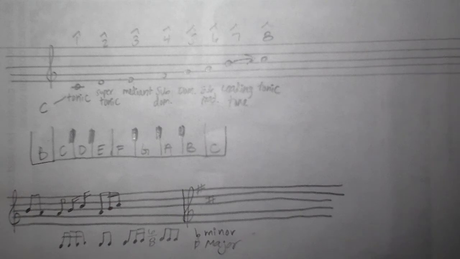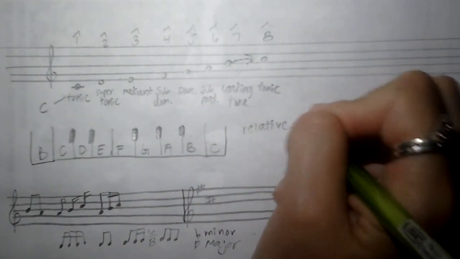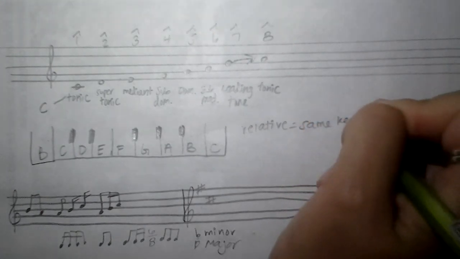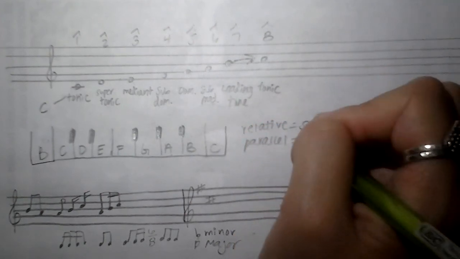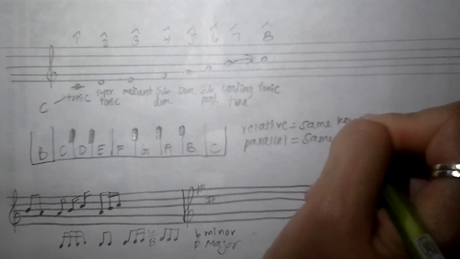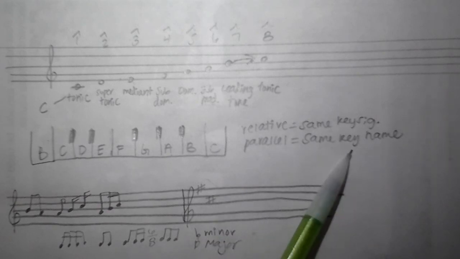Okay, so next I want you to know the difference between relative and parallel minors. Relative minor has to deal with if it has the same key signature. So relative equals same key signature. And parallel means that it has the same key name. Okay, so signature, we're talking about the symbols here next to the clef, right? When we're talking about key name, we're saying D major. That's the name of the key.